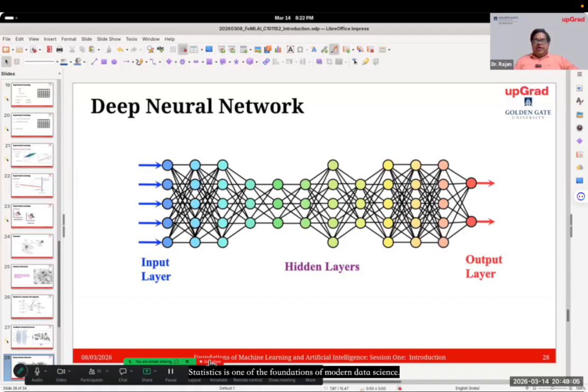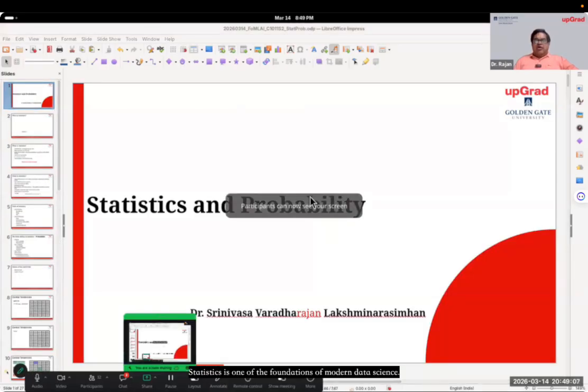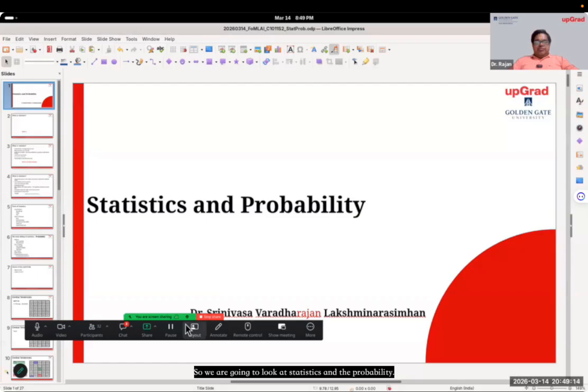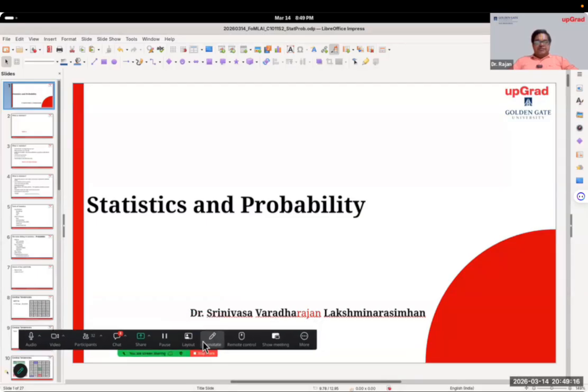Now let's start the next topic. We are going to look at statistics. Statistics is one of the foundations of modern data science. So we are going to look at statistics and probability.